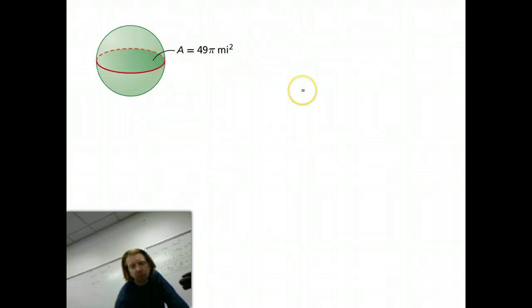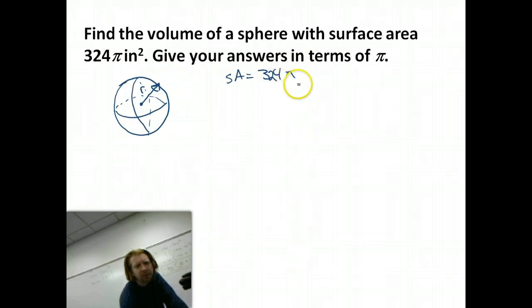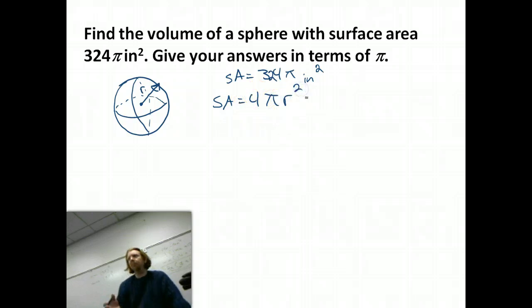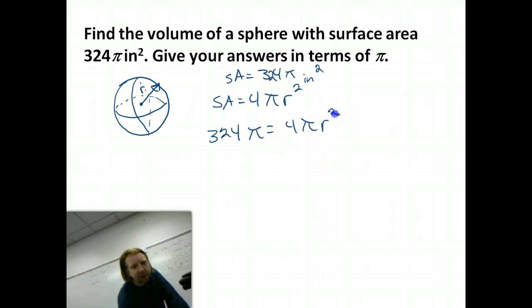Can't you divide 324 by 4? Why am I dividing it by 4? Because in the surface area problem, it's 4 times pi times r squared. Yeah, the formula says surface area is 4 pi r squared. So if I've got that, I can work this backwards to get me radius. So 324 pi equals 4 pi r squared.